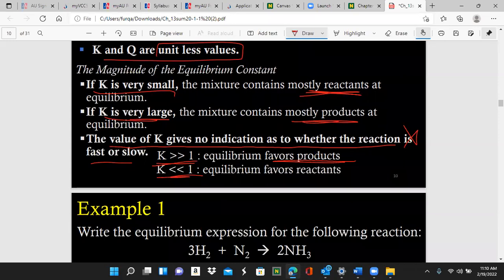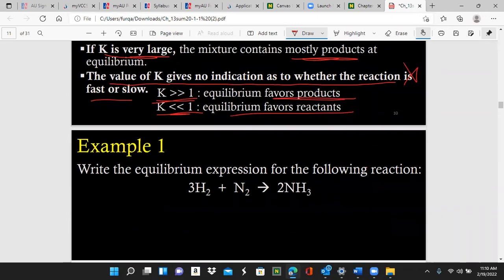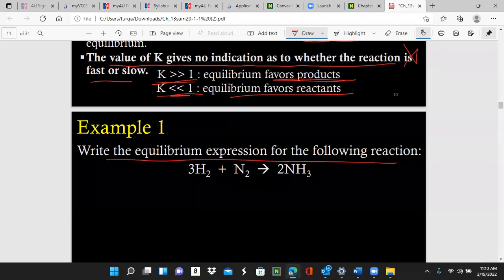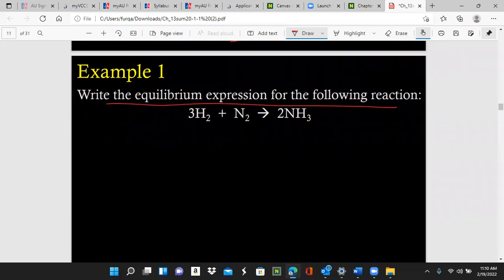Okay, so less than one, greater than one favors products. So we calculate the value where the value is going to lie. Less than one or more than one favors reactants or products. This is what we're supposed to figure out. So now we can easily write down the equilibrium expression. Everything is in the gas form. Need to pay attention to that: this is gas, gas, gas.